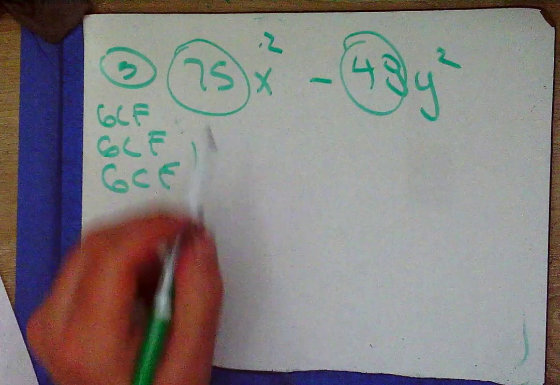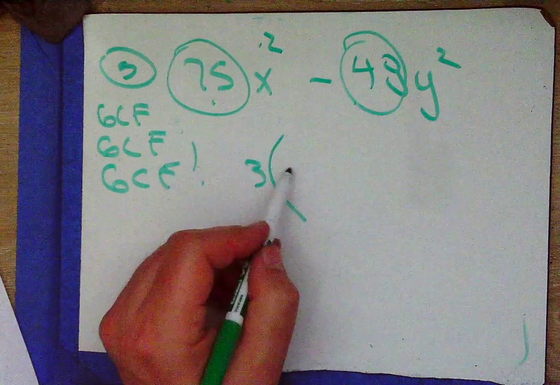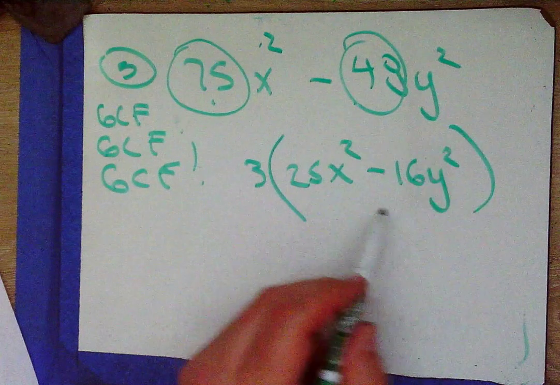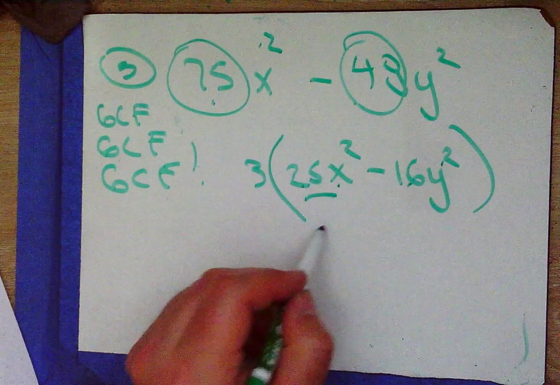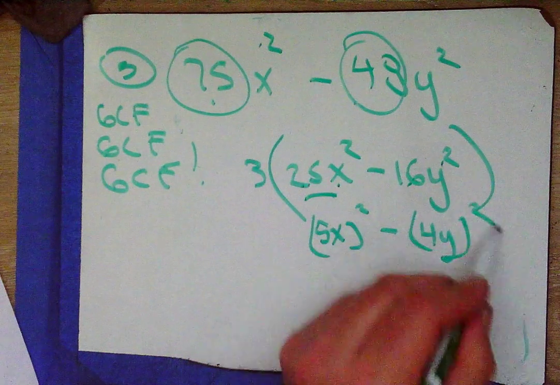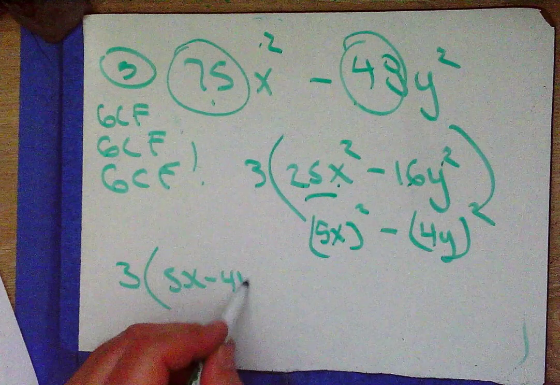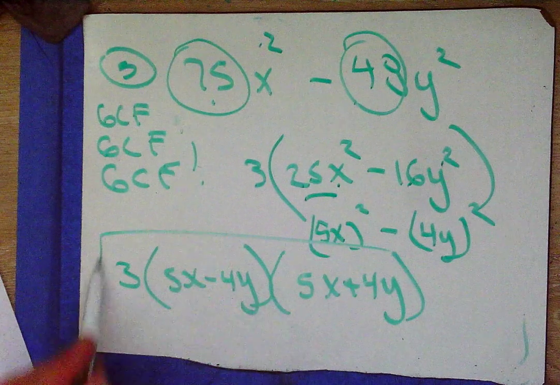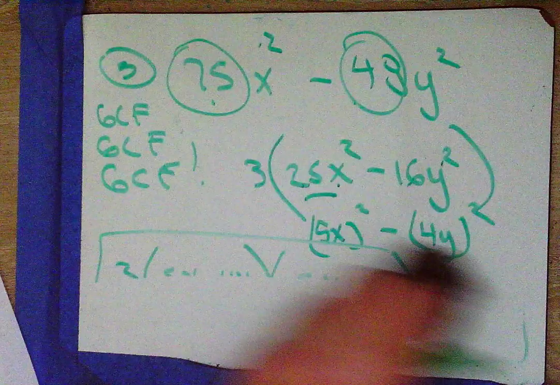GCF factor. It goes into both of these, and I will tell you 3 does. So I'm going to have 25x squared minus 16y squared. And now look, I have something squared. I have another thing squared. This is a difference of squares. It's 5x being squared minus 4y being squared. And so my pattern is going to be 5x minus 4y times 5x plus 4y. There's my factored form. Don't forget to do GCF factoring first, please.